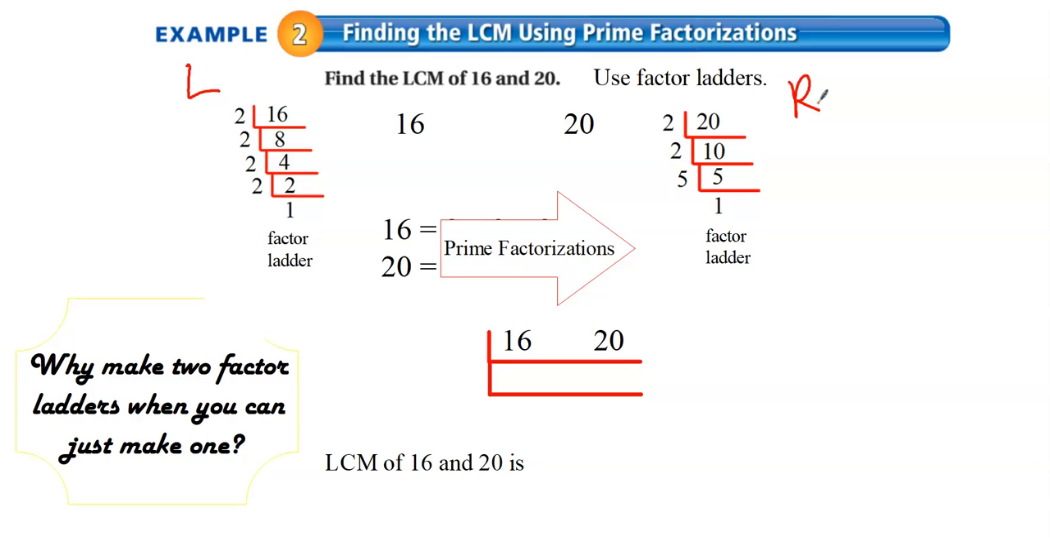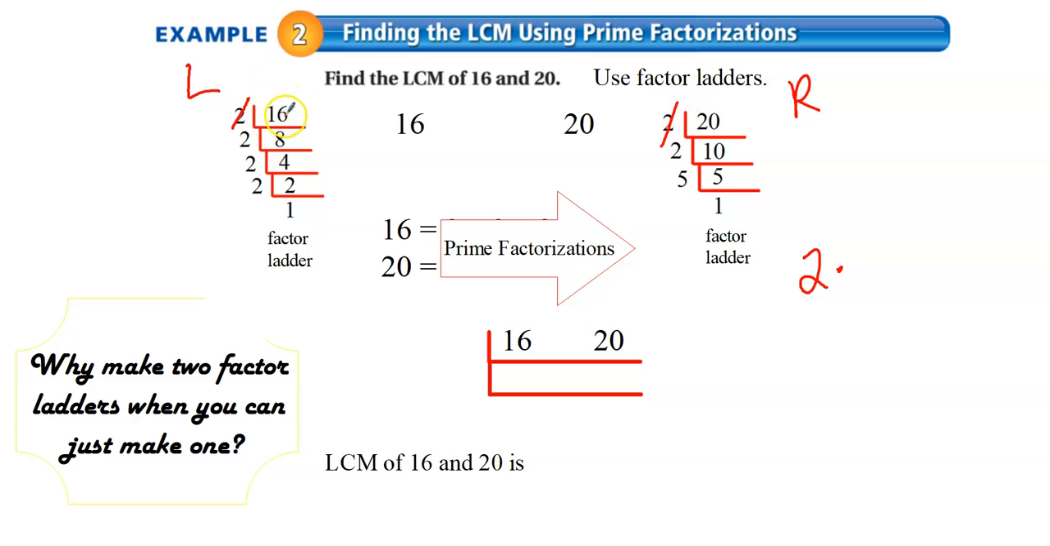So the idea: I look at my neighbor who's the 16, and they've got all these 2s here. Well, I want a 2, so I'm going to cross it off. I'm going to write this on my little list of numbers to multiply together. I've got a 2, and the person on the right has a 2 as well. So I already have one of those, so I'm going to cross that off.